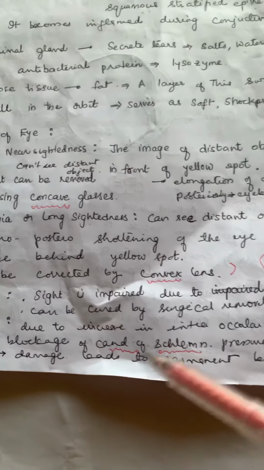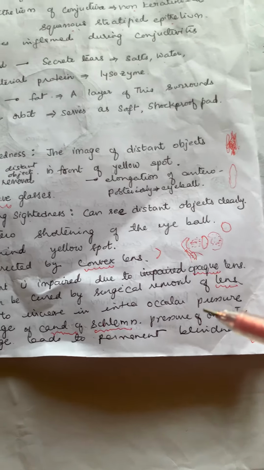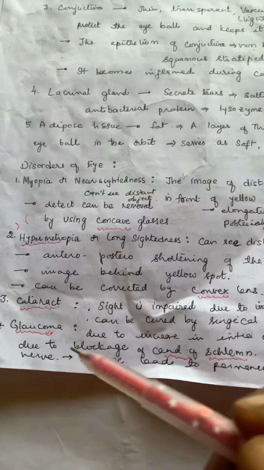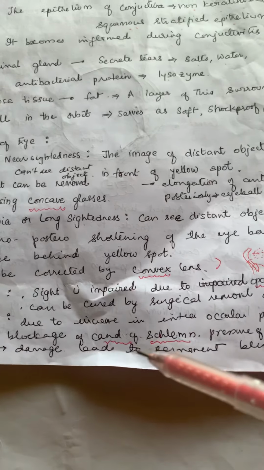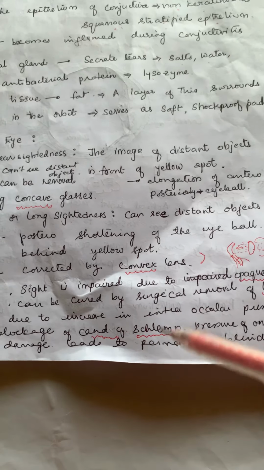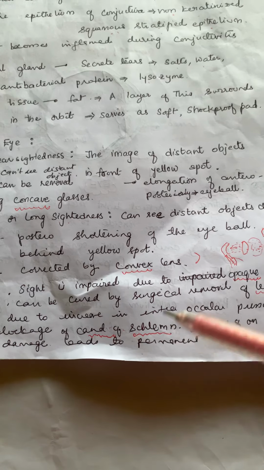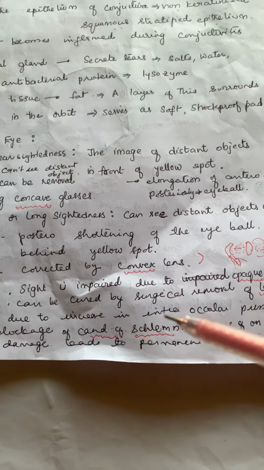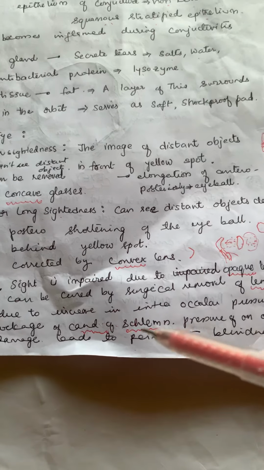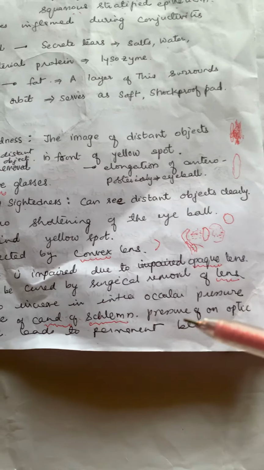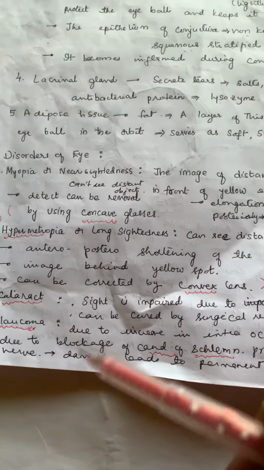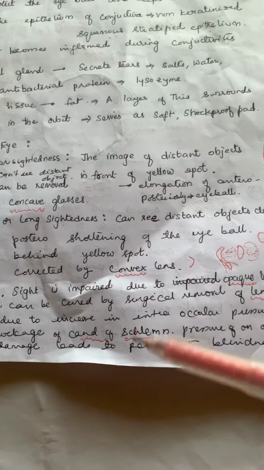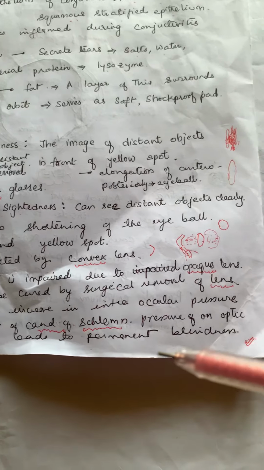Glaucoma is due to the increase in intraocular pressure because of the fluid, due to blockage of the canal of Schlemm; it cannot flow freely. So the canal of Schlemm will be blocked. Pressure on the optic nerve takes place. Its damage leads to permanent blindness.